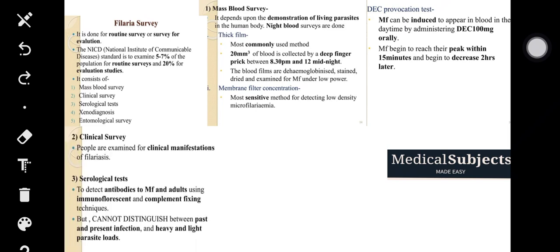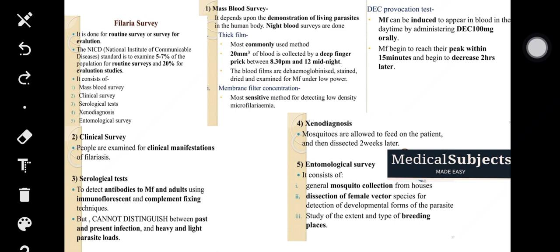In the clinical survey, people are examined for clinical manifestations of filariasis, that is lymphedema, fever, swelling in the lymph nodes. All these things can be examined. Serological tests detect antibodies to MF, microfilaria, and adults using immunofluorescent and complement fixing techniques. Using these two techniques, we can do a serological diagnosis, but cannot distinguish between past and present infections, or heavy and light parasite loads.